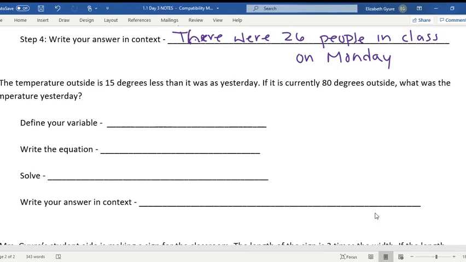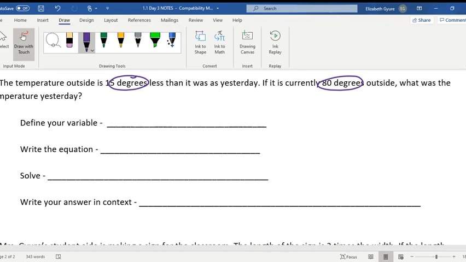So let's go through and annotate. We're going to circle our numbers. Corey, where are there some numbers in this problem? Yep, 15 degrees. Where else? And 80 degrees. Good. Where do we have some math action words?